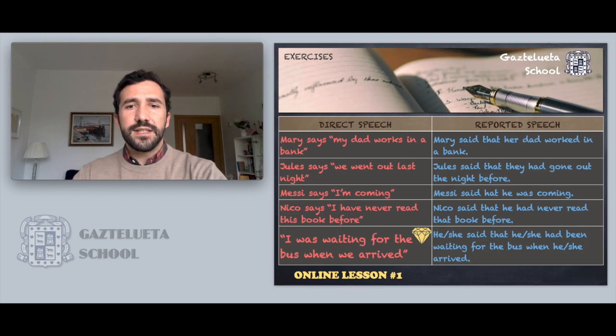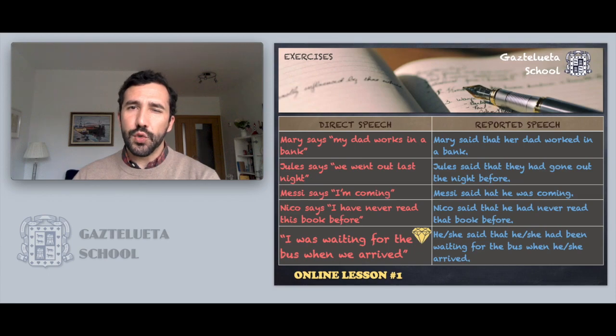Okay, let's correct the third sentence. One of my students is going to love this sentence. He knows why. Messi says, I'm coming. Messi dice que viene. In reported speech, it would be, Messi said that he was coming. Sorry for the mistake, okay? There should be a T before the H. It's not had, it's that. Messi said that he was coming.